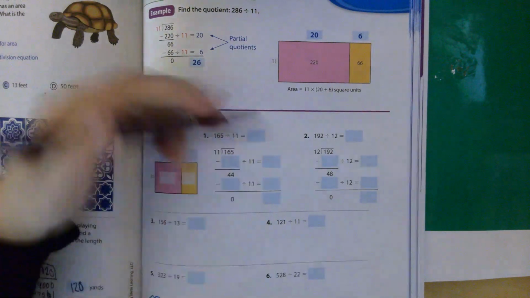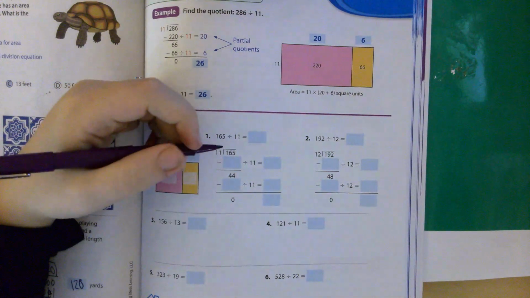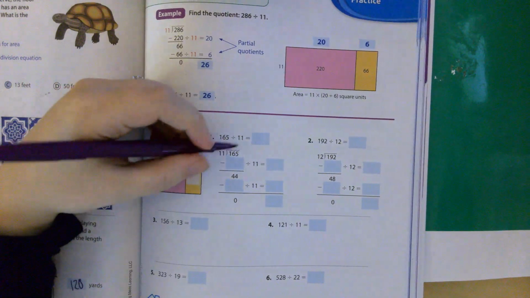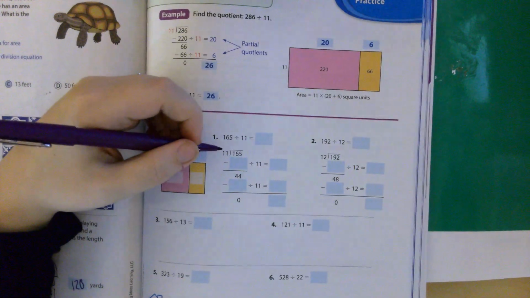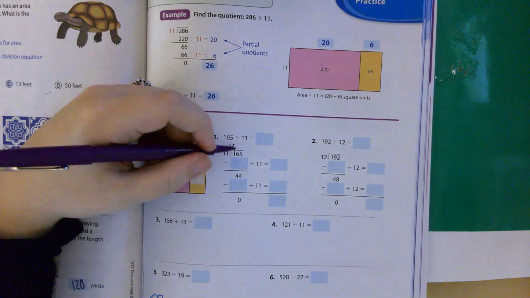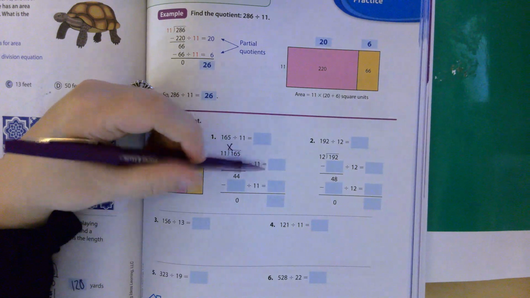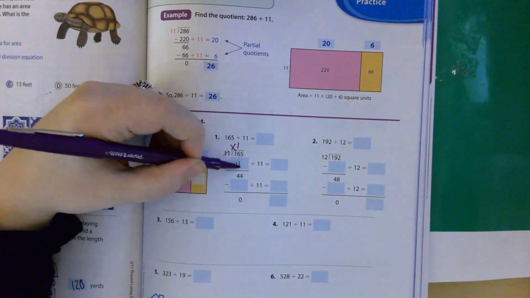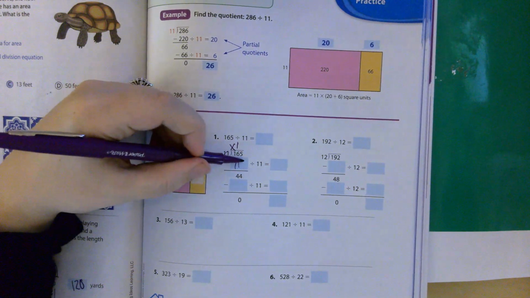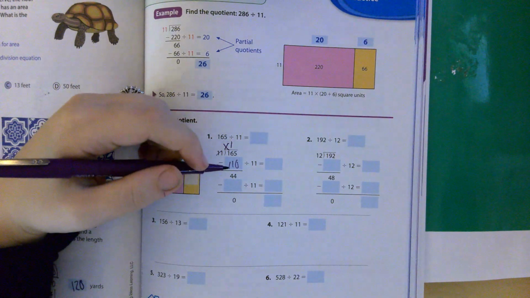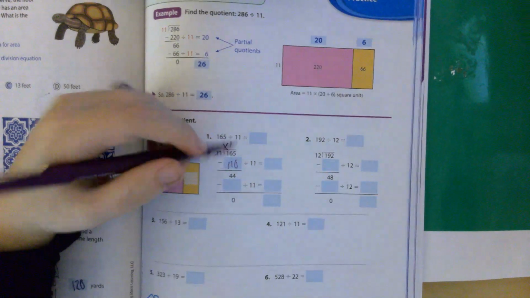11 is dividing 165. I love that they set this up for us already. So, can 11 fit into 1? No. Can 11 fit into 16? How many times? Once. 11 times 1 is 11 with the 0 on the end. So 110 divided by 11 is? 10.